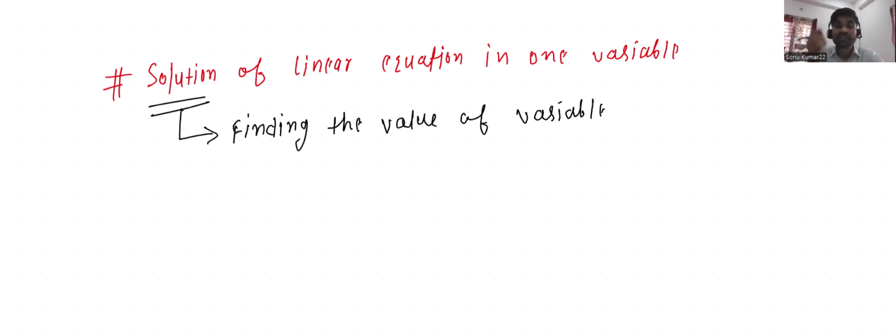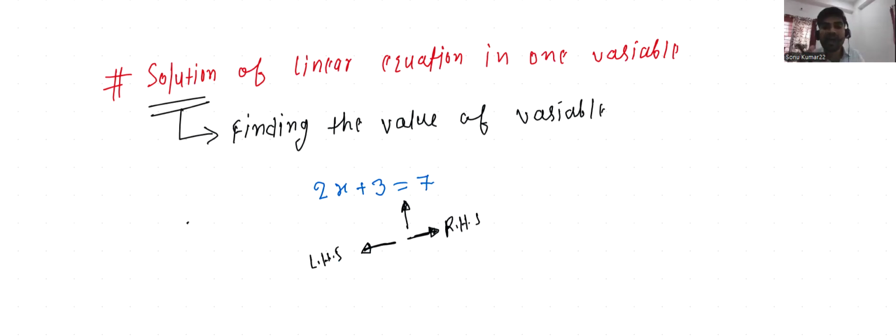How can we find the variable? Let's see here. If I'm writing an equation here, 2x plus 3 is equal to 7. What value of x can we put in this equation so that LHS is equal to RHS? If you see carefully, there is an equal sign. The right side of the equal sign is called the RHS, and the left side of the equal sign is called the LHS. So here LHS is 2x plus 3, and RHS is 7.